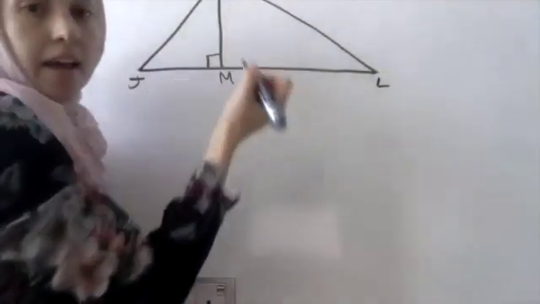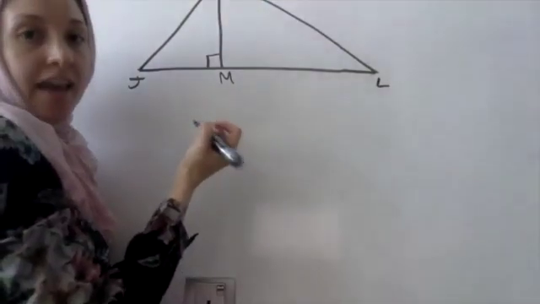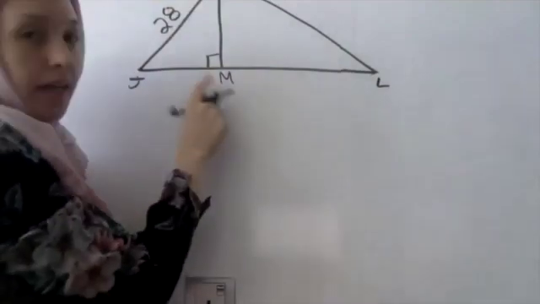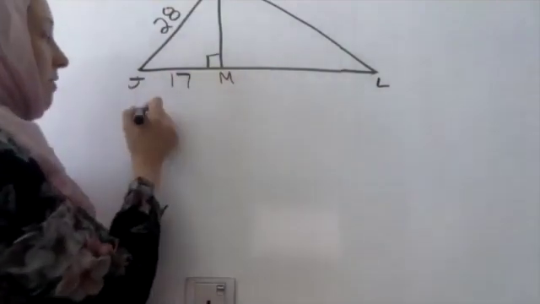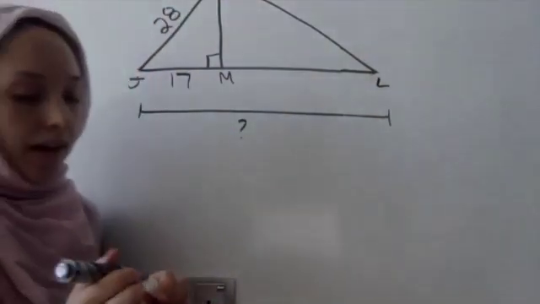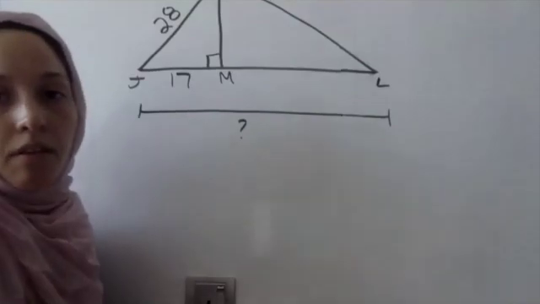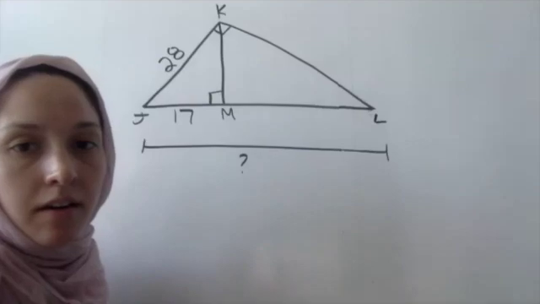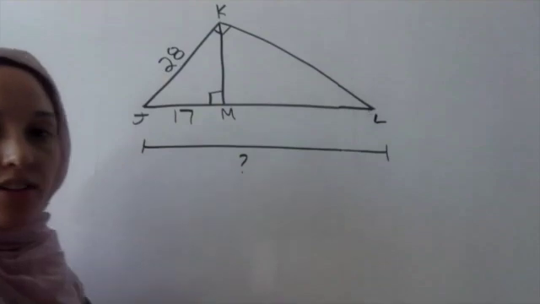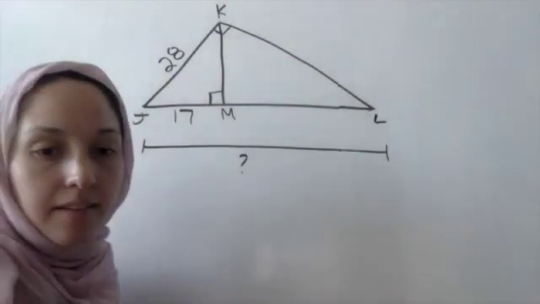And then it told me that JK is 28, and JM is 17, and it wants me to find JL. Is that the kind you were talking about? No, Miss, the other one is where they write the middle line. It will have a number. Try to find one like that.